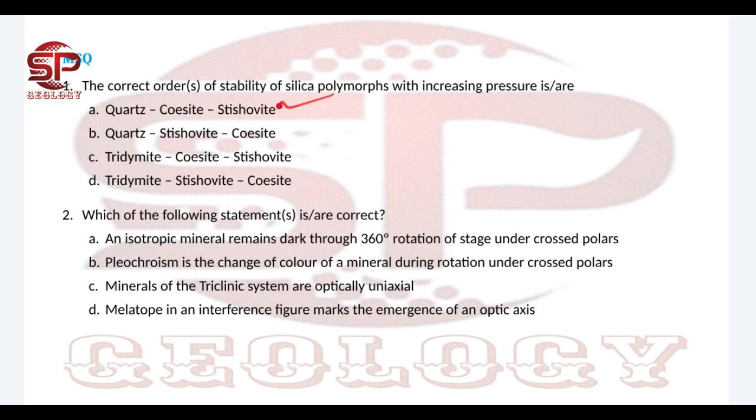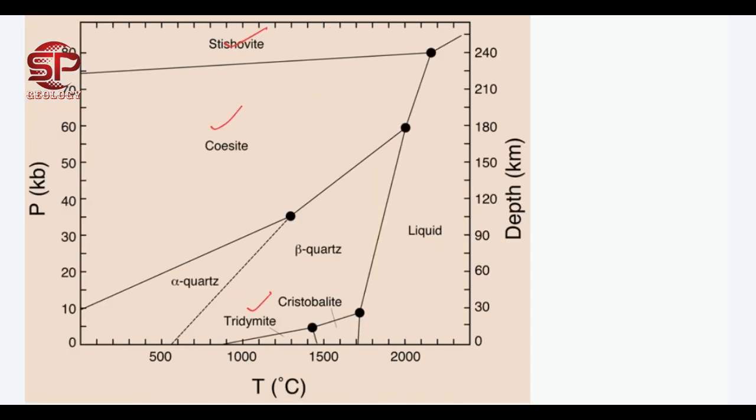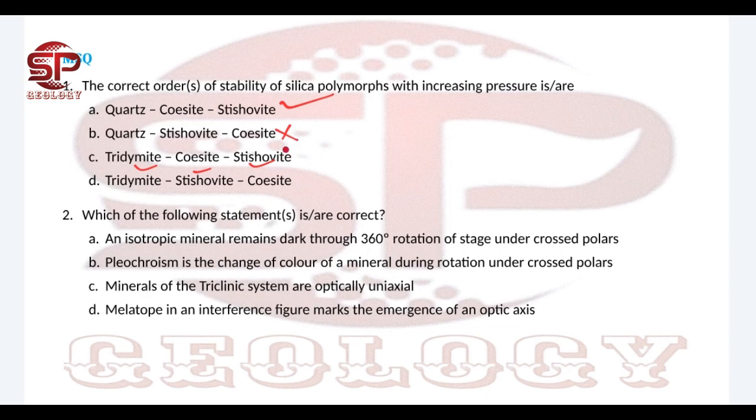Quartz, stishovite, coesite will be incorrect, because stishovite is a higher-pressure phase than coesite. Coesite, stishovite will also be correct, as you can see in this figure. Tridymite, then coesite, then stishovite, so this option will be correct. So A and C will be correct.